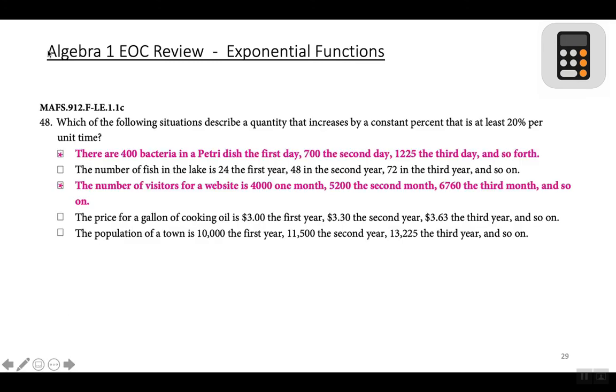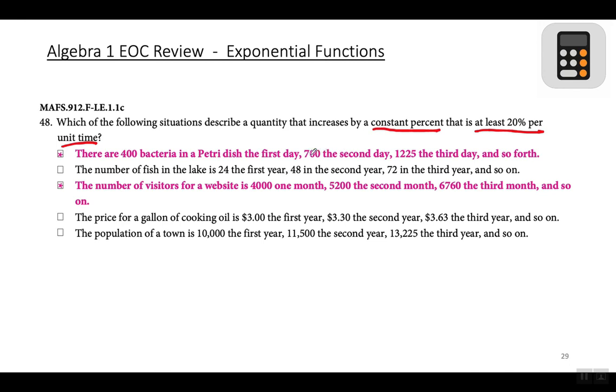Okay, in this question it says, which of the following situations describe a quantity that increases by a constant percent that is at least 20% per unit time? Okay, so I want to point out a couple things. It says that it's got to be a constant percent, so it's got to be the same amount every time, and at least 20% per unit time. All right, so the answers are there, but let me show you how you could figure out which ones are right and which ones are wrong.